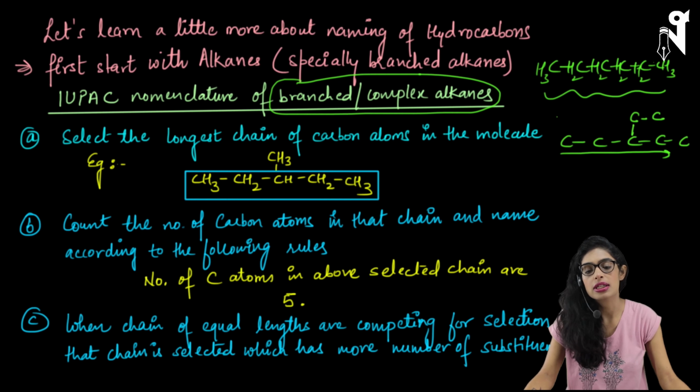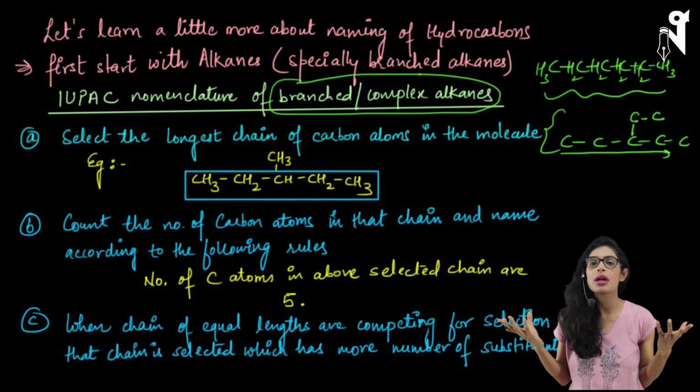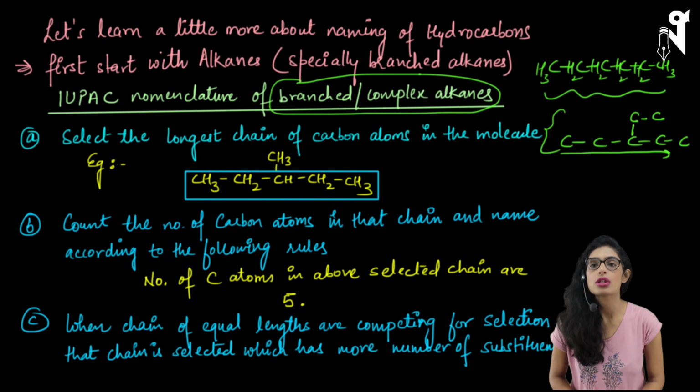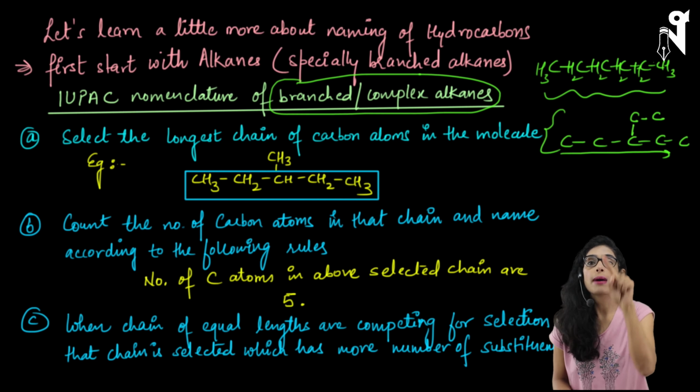Such kind of chains are called branch chains, which have separate attachments or branches coming out of them. All of you would have seen branches on trees, so it's exactly the same thing. Now here, the first step when we get any such chain is to find out the longest continuous part.